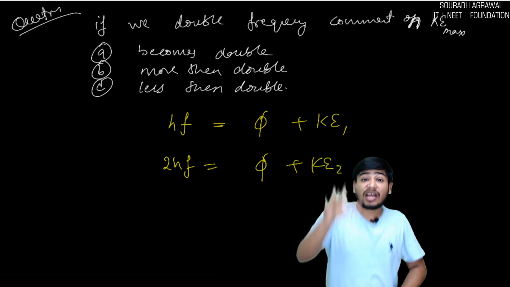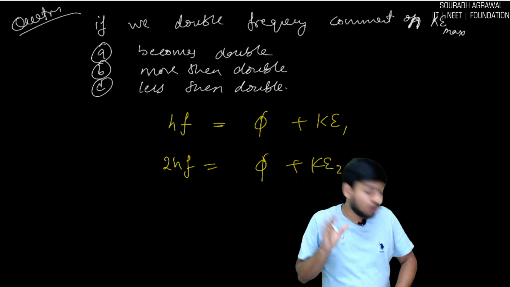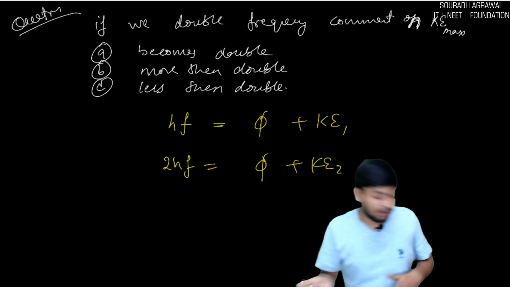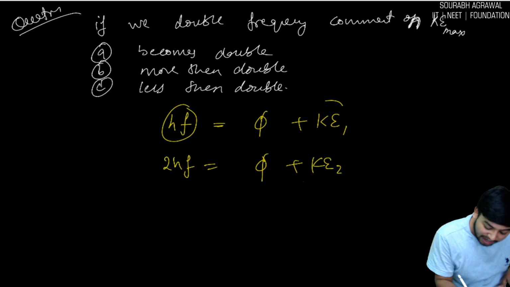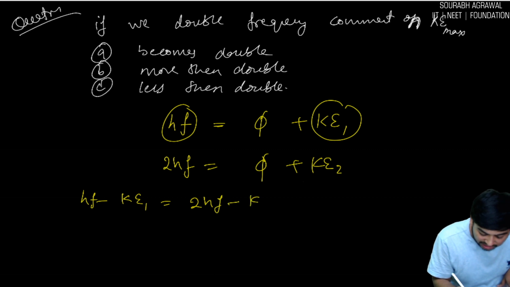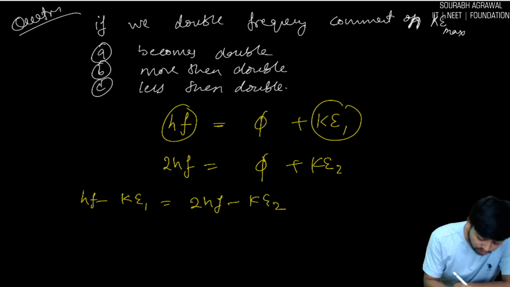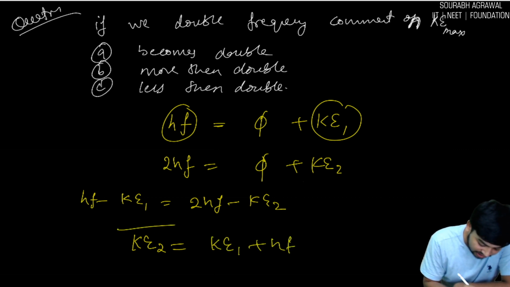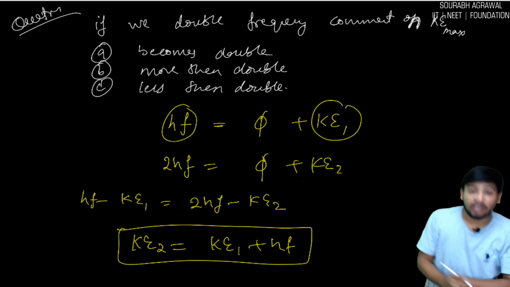Now we have to compare kinetic energy 1 and kinetic energy 2. From these two equations, can I remove phi? Phi is the same. So what will we write? hf minus kinetic energy 1 will be equal to 2hf minus kinetic energy 2. So kinetic energy 2 is equal to kinetic energy 1 plus hf. Are you getting my point? So see which is more.